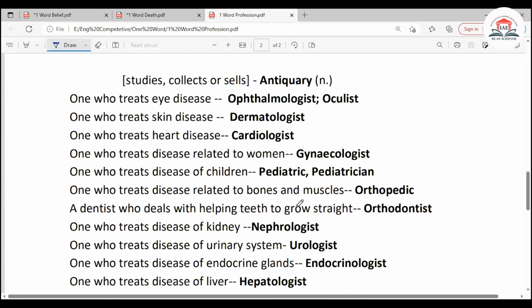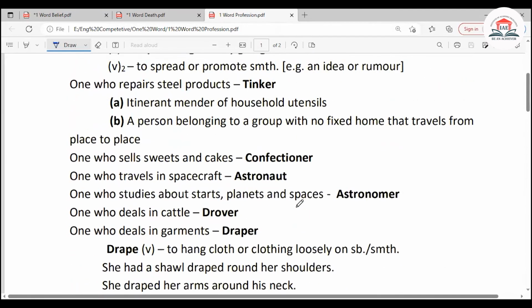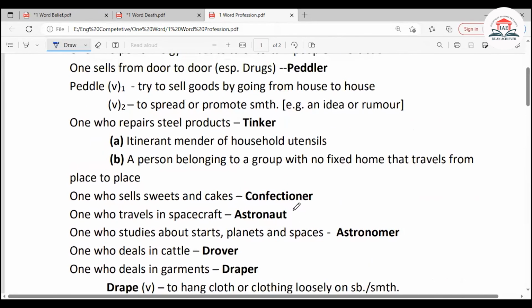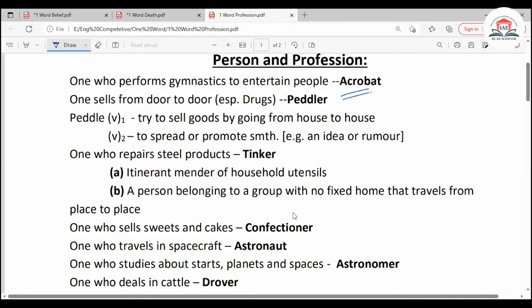antiquary, right? Antiquary, ophthalmologist, clear? I think these words can be taken care of by you personally.